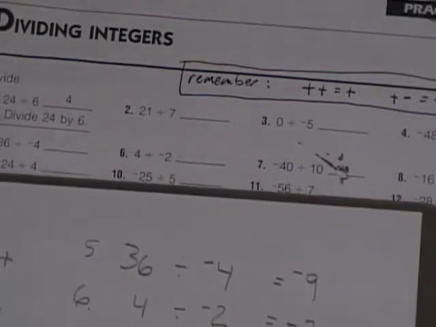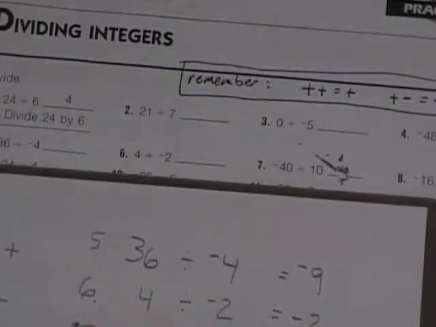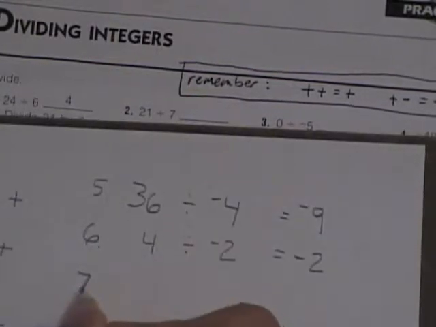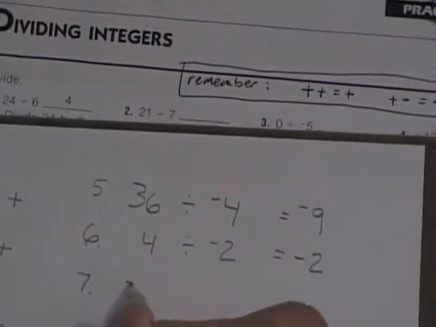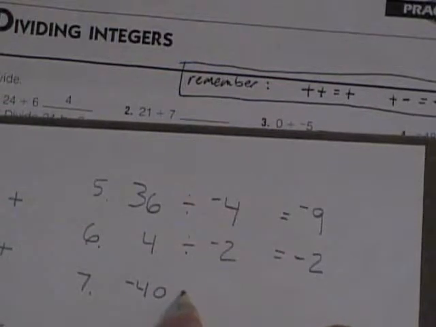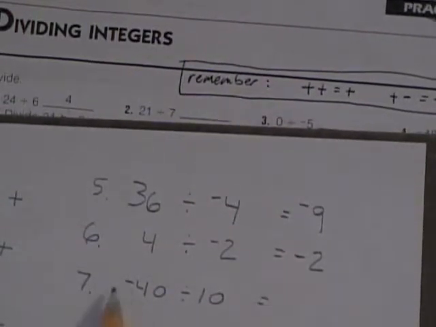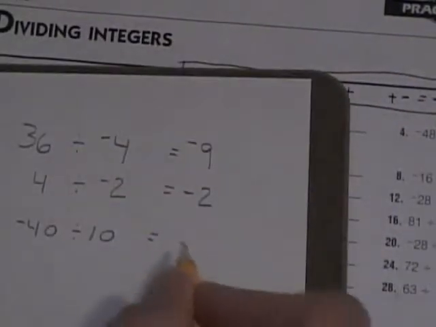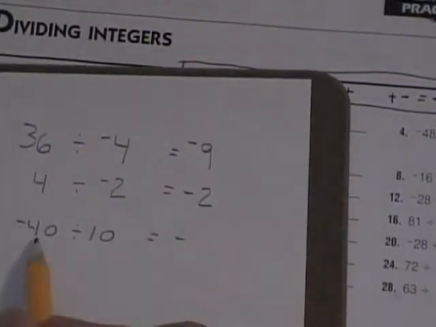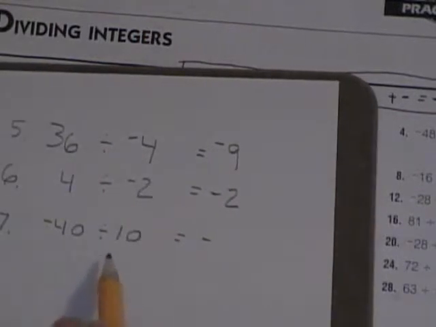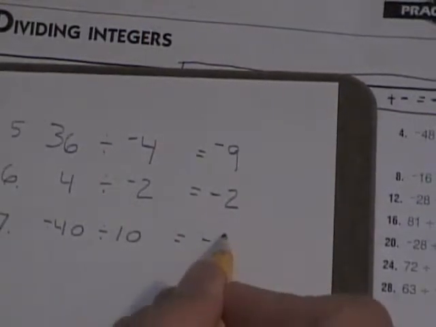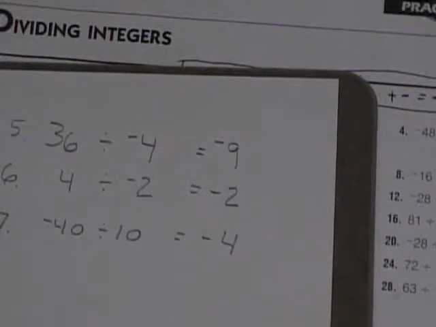Okay? Number 7 is negative 40 divided by 10. Alright, so we've got a negative, and this one's a positive. So negative divided by a positive equals negative. So this will be a negative answer. So what's 40 divided into 10 equal parts? Well, that means 4 in each. So the answer is negative 4.